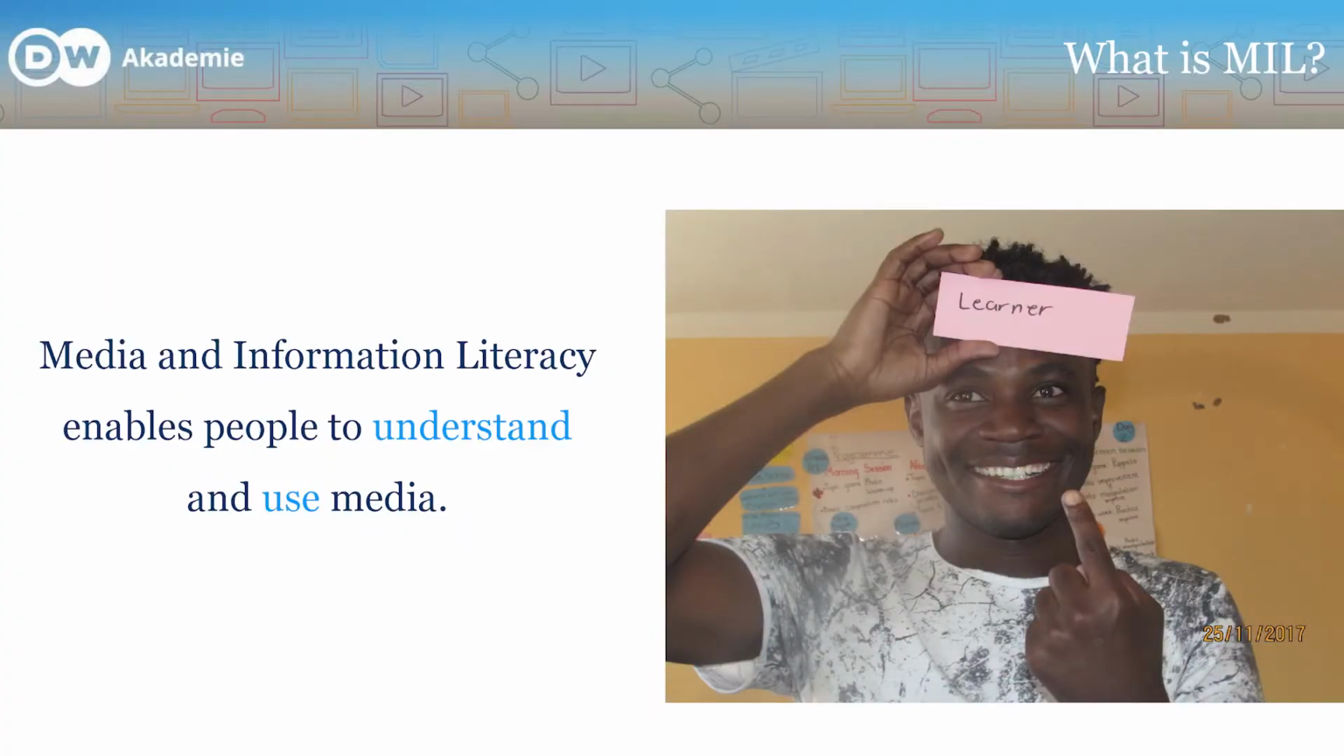And today I'm going to talk about our media and information literacy work. So we understand that media and information literacy is about enabling people to understand and use media. And so from the media development component, we're really interested in reaching the consumers and working with who's consuming the information and the news that we're sharing.